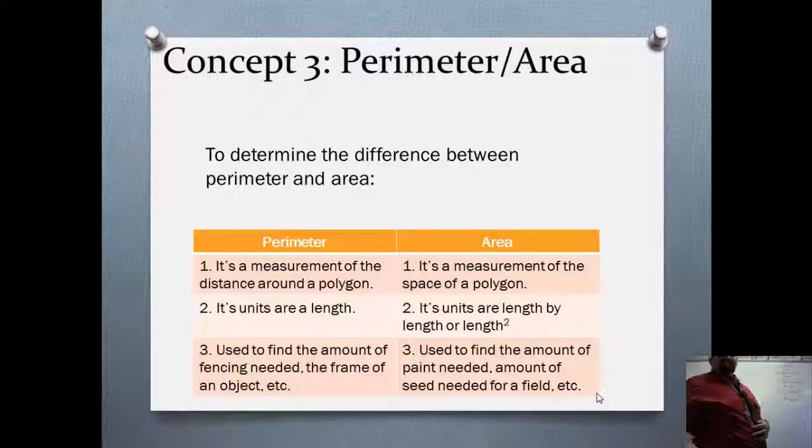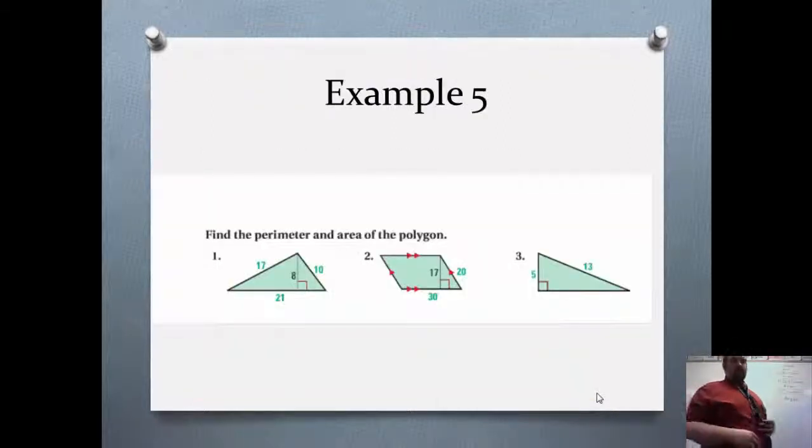So, let's do a few examples of this. I might just simply ask, find the perimeter and area of the polygon. Go ahead and try these on your own real quick. Let's say 2 minutes.